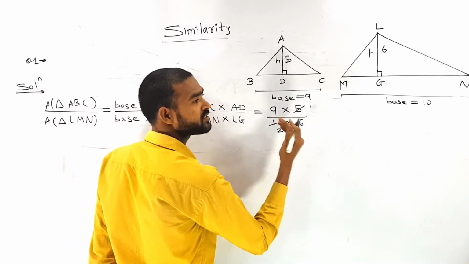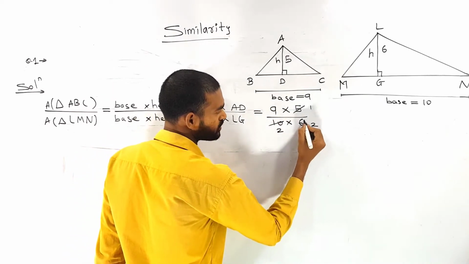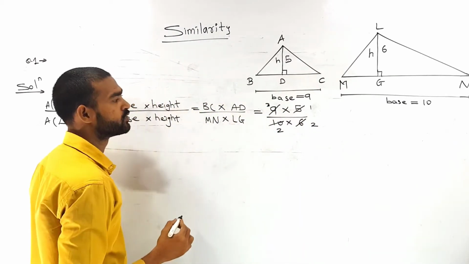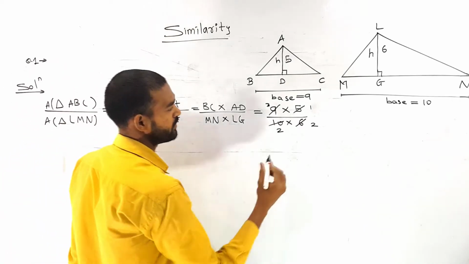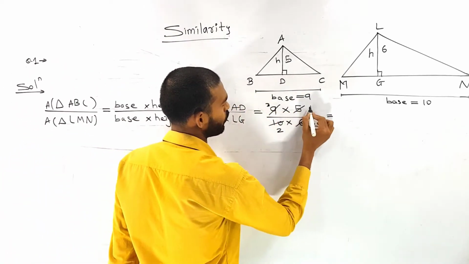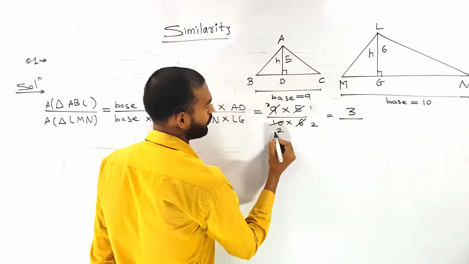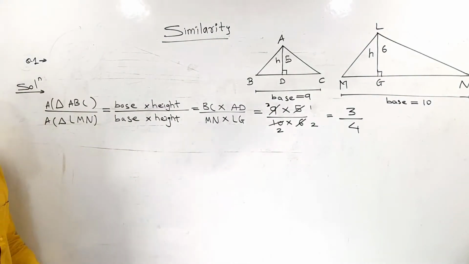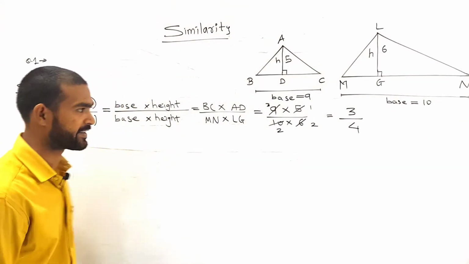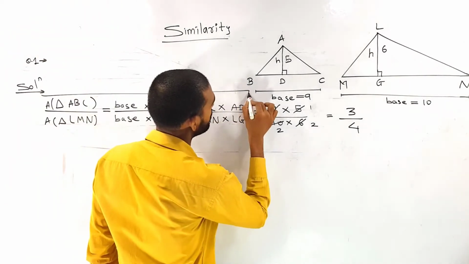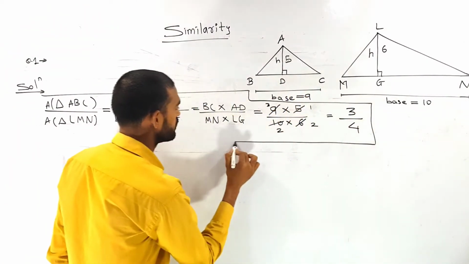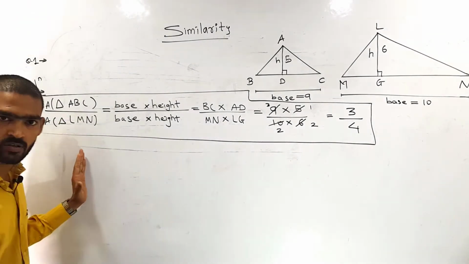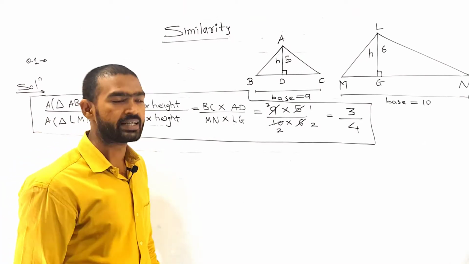So this we can divide with 3. 3 twos are 6. 3 threes are 9. So what is your answer? Your answer will be 3 ones are 3 upon 2 twos are 4. So this is the solution of first sub question from your textbook.